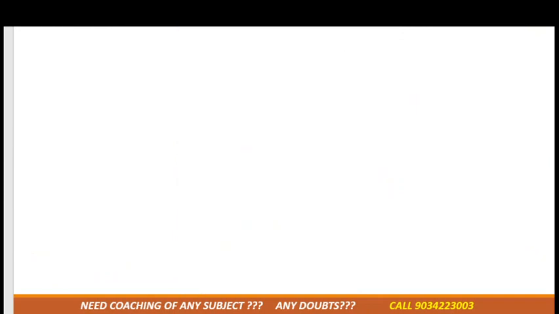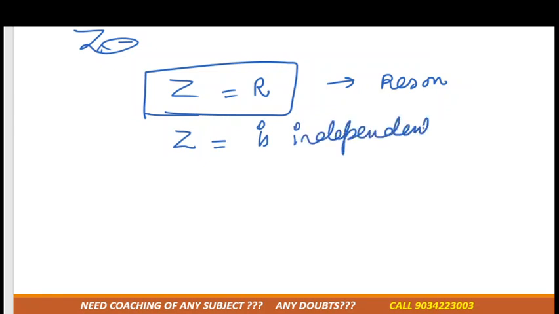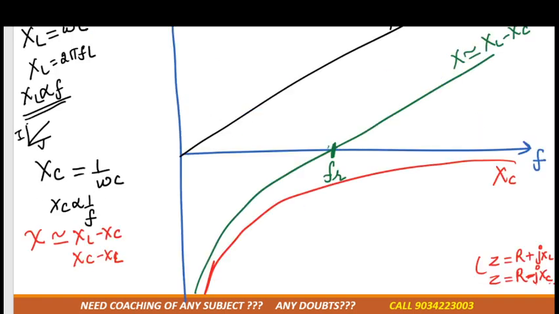Now we need to draw Z. As you know, in the case of resonance, impedance Z is equal to R. So what do we conclude? Z is independent of frequency. Correct? It does not depend on the frequency. So if it does not depend on the frequency, then the graph would be a straight line, right?